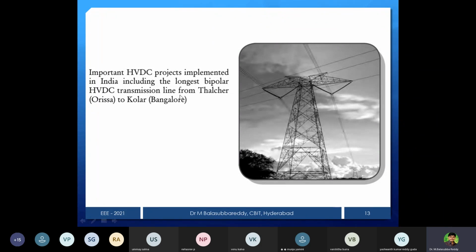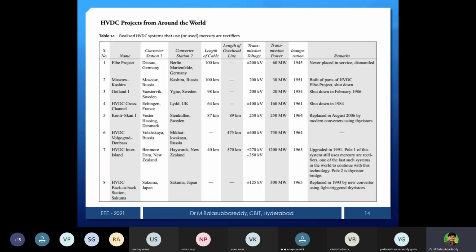But there is an HVDC transmission from Orissa to Kolar, near Bangalore. In between there is one HVDC transmission. That is the line picture of this. And these are the projects around the world. They installed a 6 megawatt link even in 1945 itself, but that is not in working condition. They didn't start it. They installed it and left it.